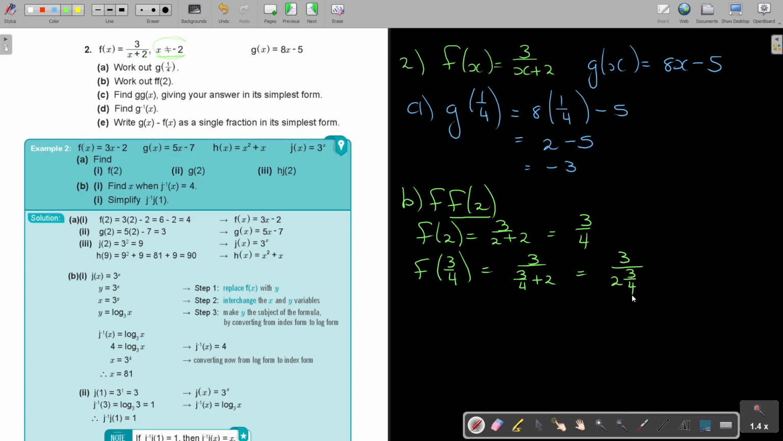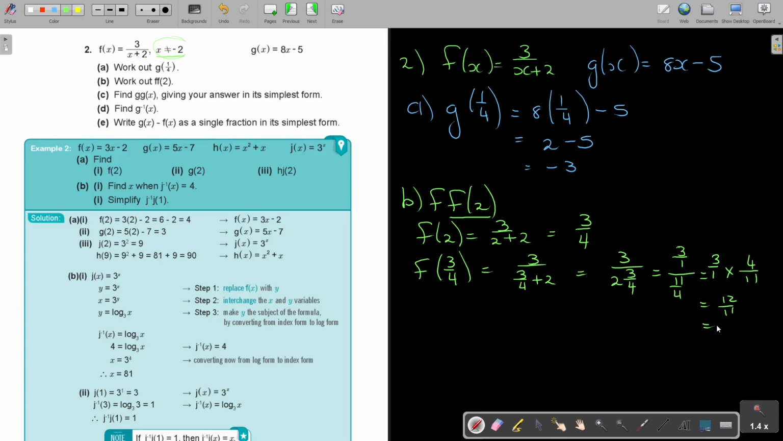Now, you can do it without a calculator. I can show you. So you can, I will just say it's 3 over 1, and it's 8, 9, 10, it's 11 over 4. And then I multiply with the reciprocal, which is 4 over 11. And that's 12 over 11.